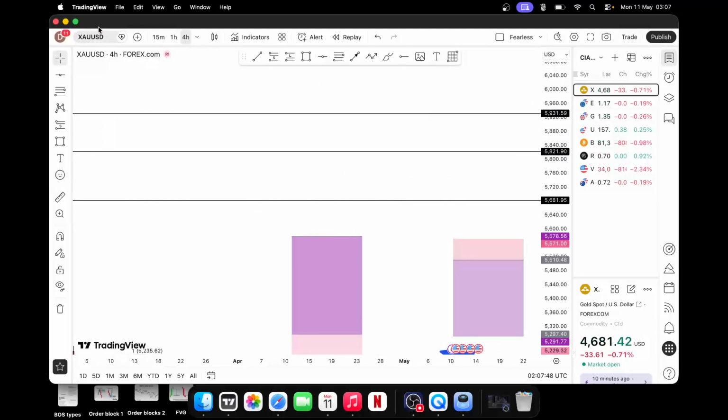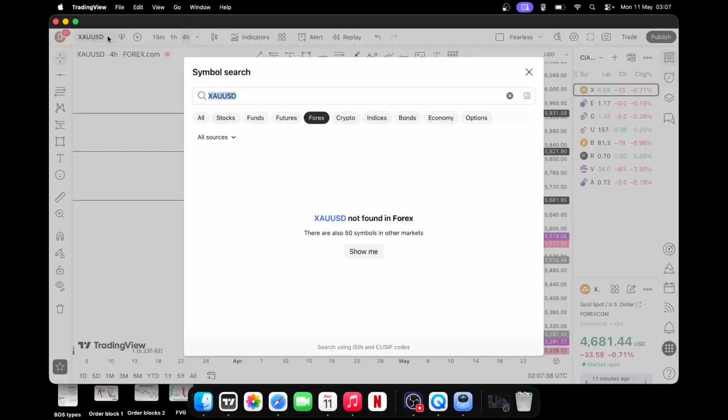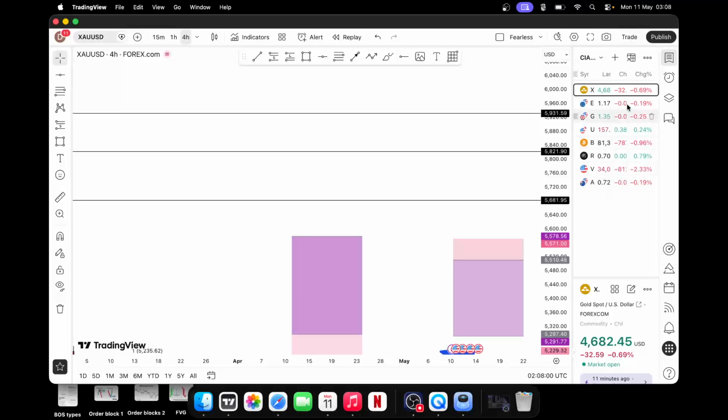Now this one is showing me that I'm on a ZAR USD chart. If I want to change it to another thing, you can come here and search, and if I like, I can just pick here. If I want to add more, I can add more here.